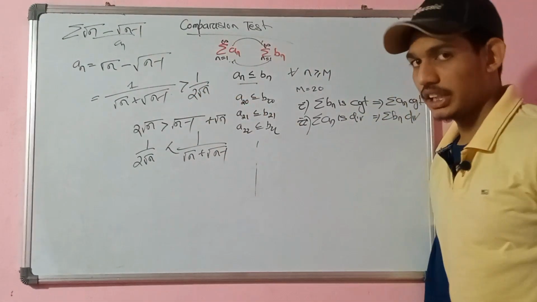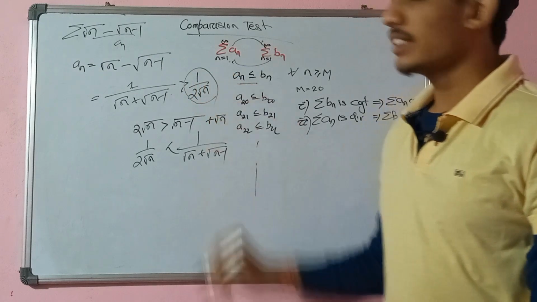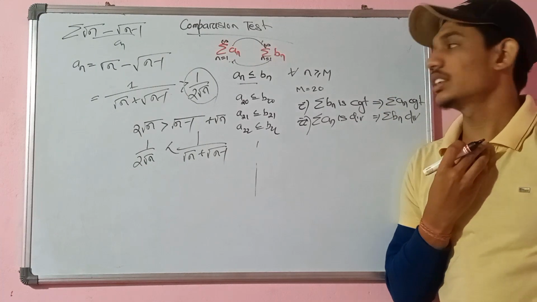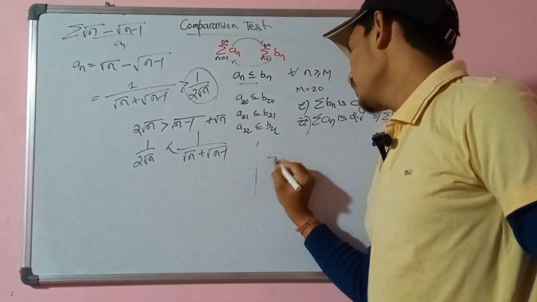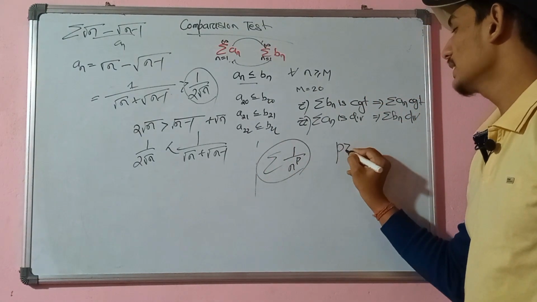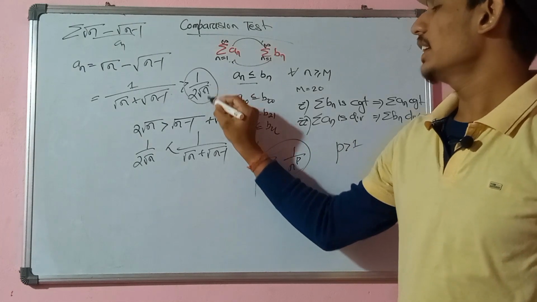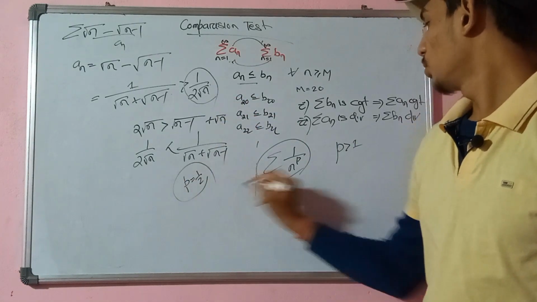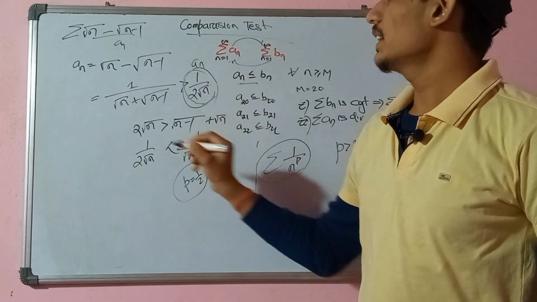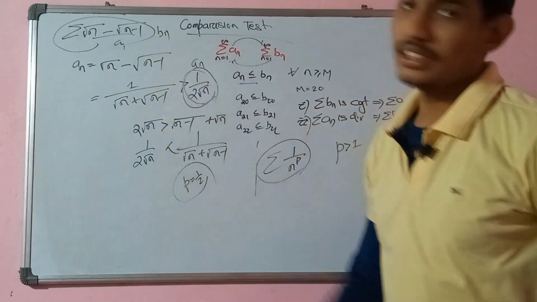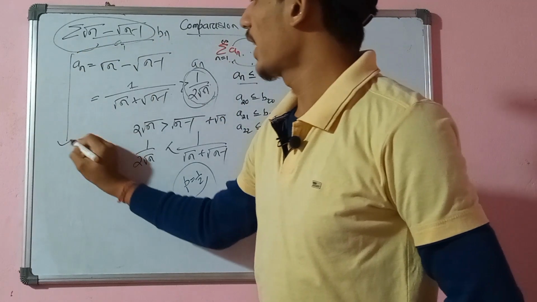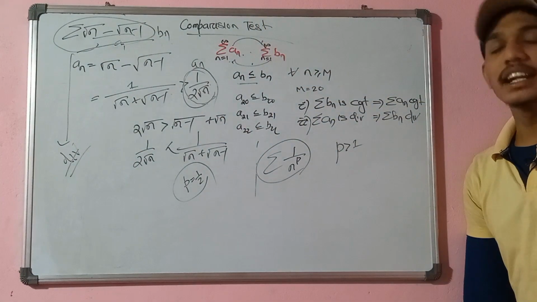Understood? See, this series is divergent. How do I know? In the last class we discussed the P series. If you don't forget, what is my P series? 1 by n to the power p. This series is convergent if and only if p is greater than 1. Here, what is p? My p is 1 by 2, which is less than 1. So this series is divergent. This is my bn. If my bn is divergent, my an will diverge. Yes, in this example. So this series will diverge. This series is divergent. Clear?